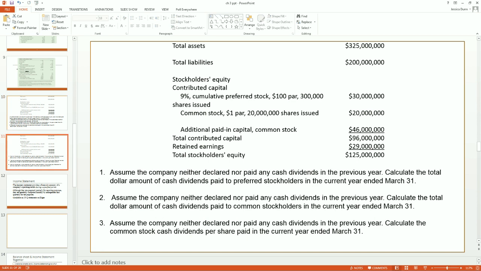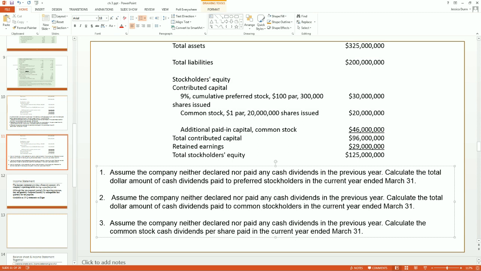Okay, so let's look at a different scenario. Let's say that dividends were not paid in the previous year. So these are cumulative dividends that are owed to preferred shareholders. Cumulative. And so because they're cumulative, if you miss it, you have to make it up. So they missed their dividends the previous year.